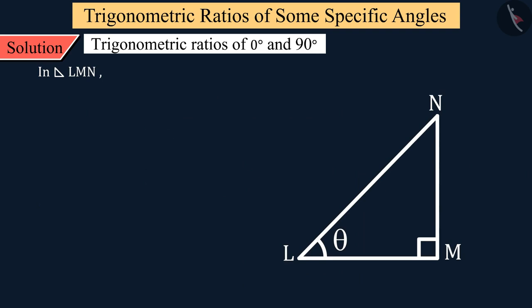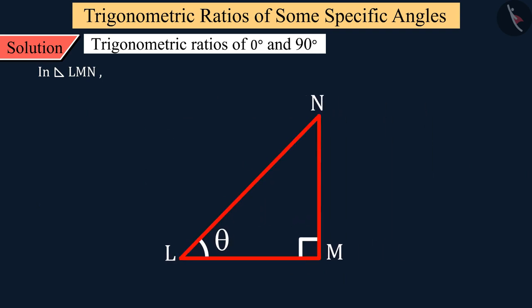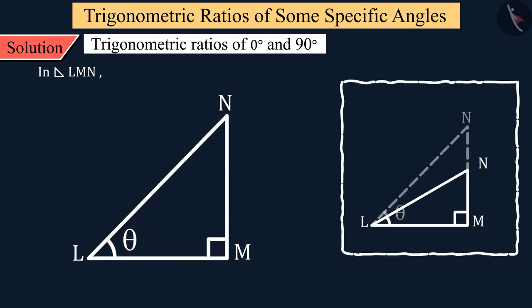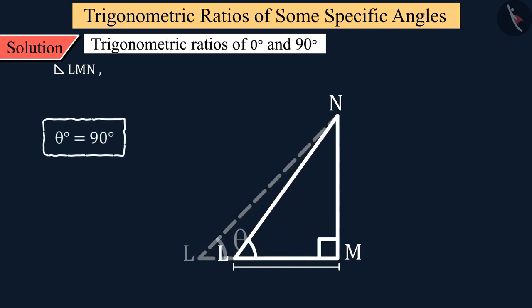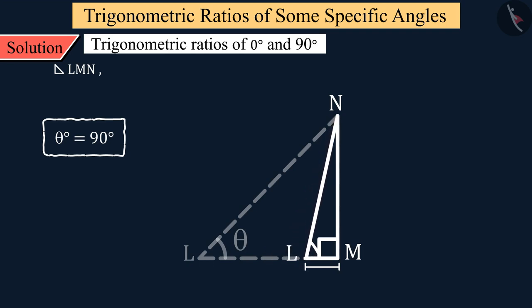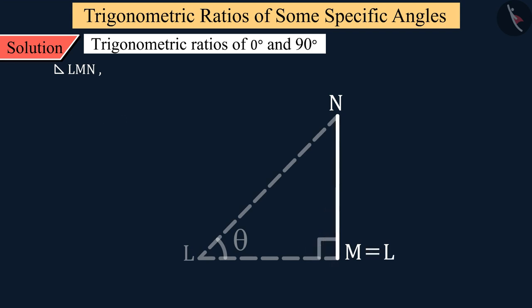So, let's talk about the above right-angled triangle. As we reduced the value of angle theta in the above situation, similarly, here, we increase the angle theta until the value of angle theta is equal to 90 degrees. That is, the angle N becomes smaller as the angle theta becomes larger. That is, the length of side LM decreases.